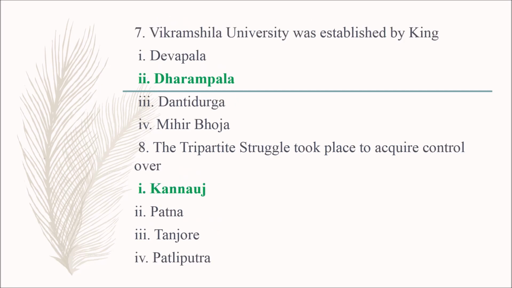Question number 7. Vikramshila University was established by King option 1 Devabala, option 2 Dharambala, option 3 Dandidurga, option 4 Mihir Bhoja. So the correct answer is option 2 Dharambala. Question number 8. The tripartite struggle took place to acquire control over option 1 Kannauj, option 2 Patna, option 3 Tanjore, option 4 Patliputra. So the correct answer is option 1 Kannauj.